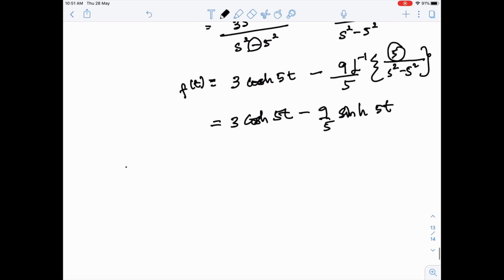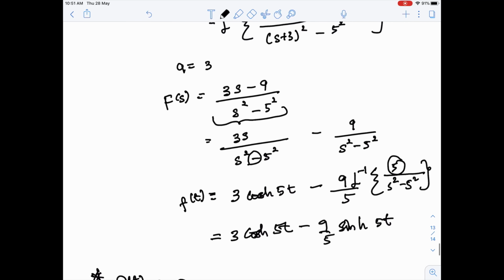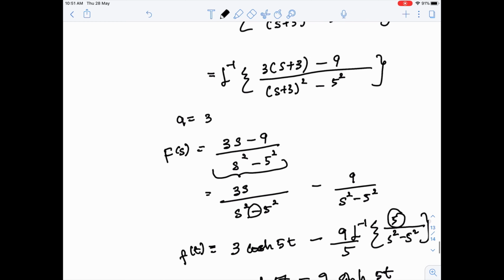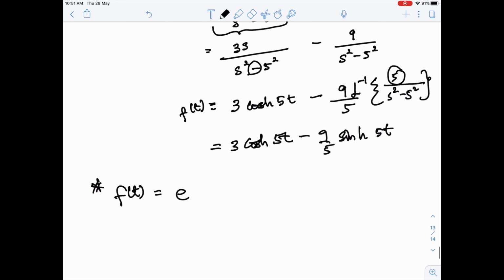So your final answer, I put a star over here. Your final answer is the combination of the exponent a. Where is your a? Your a is 3 or negative 3? Your a is negative 3. So e to the negative 3t, and then just combine with this one: 3 cosh 5t minus 9 over 5 sinh 5t. So you will get the answer. Good luck.